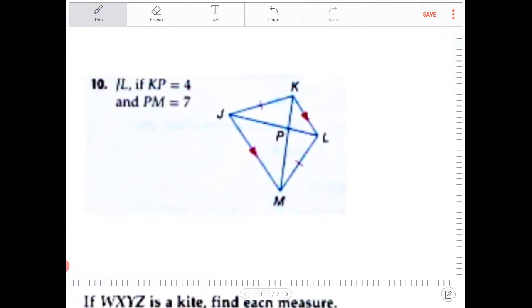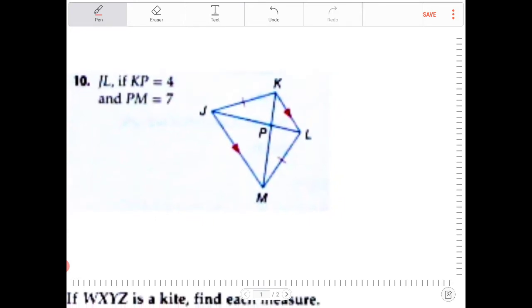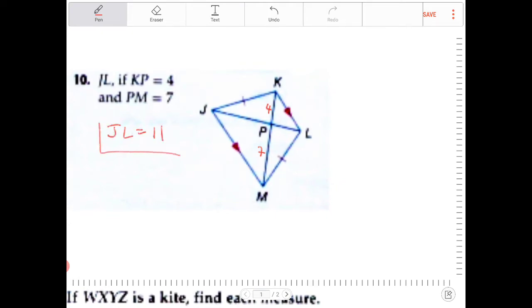Okay, moving on. I need to find JL. KP is equal to 4, so this little thing here is 4. And PM is equal to 7, so this thing is equal to 7. This is an isosceles trapezoid. It's not a kite. So the diagonals are not going to be perpendicular, but I do know that the diagonals will be congruent. So if KM is equal to 11, JL therefore is also going to equal 11.